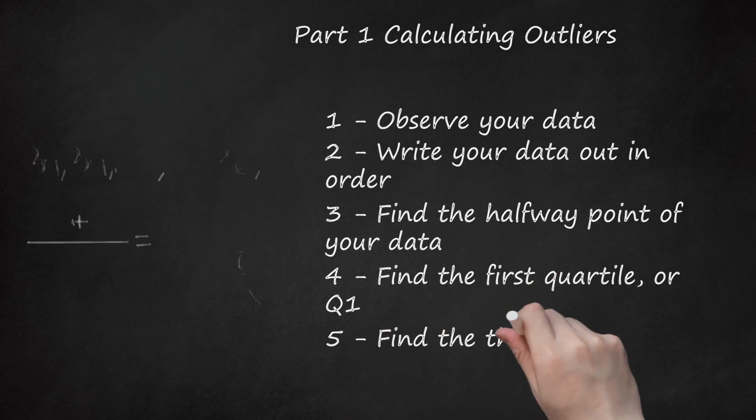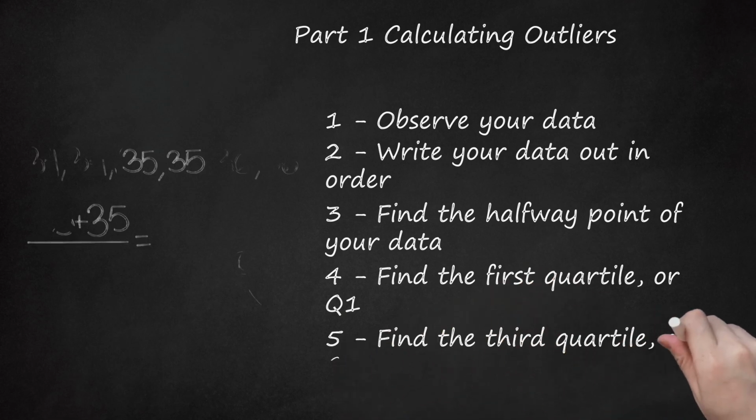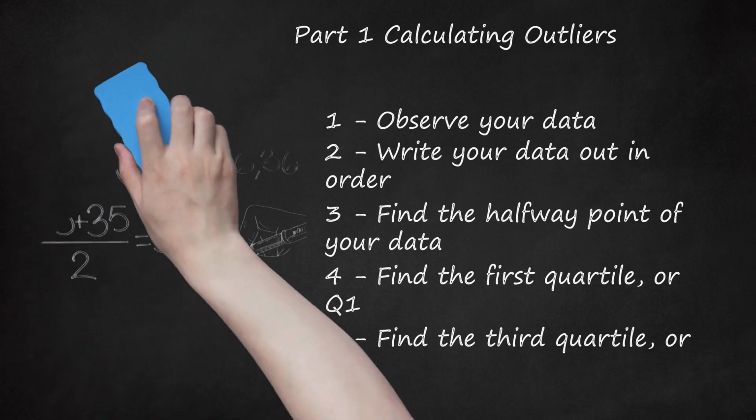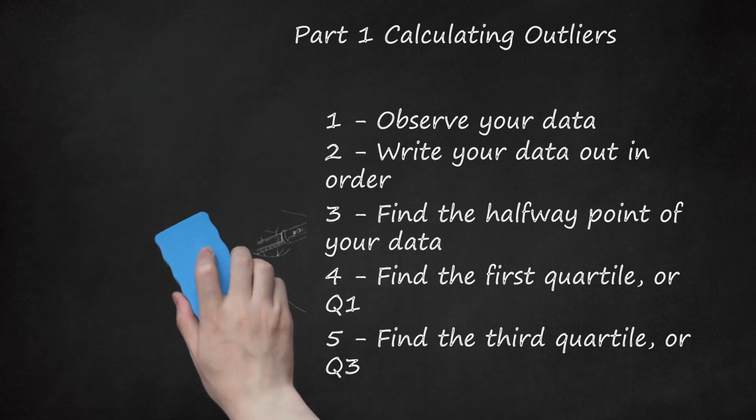5. Find the third quartile, or Q3. To find Q3, determine the median number in the second half of your data. In our sunflower example, the second half of the data is 34, 34, 35, 35, 36, 36. The middle is between 35 and 35, so the median is 35. Call this Q3. Q3 equals 35.